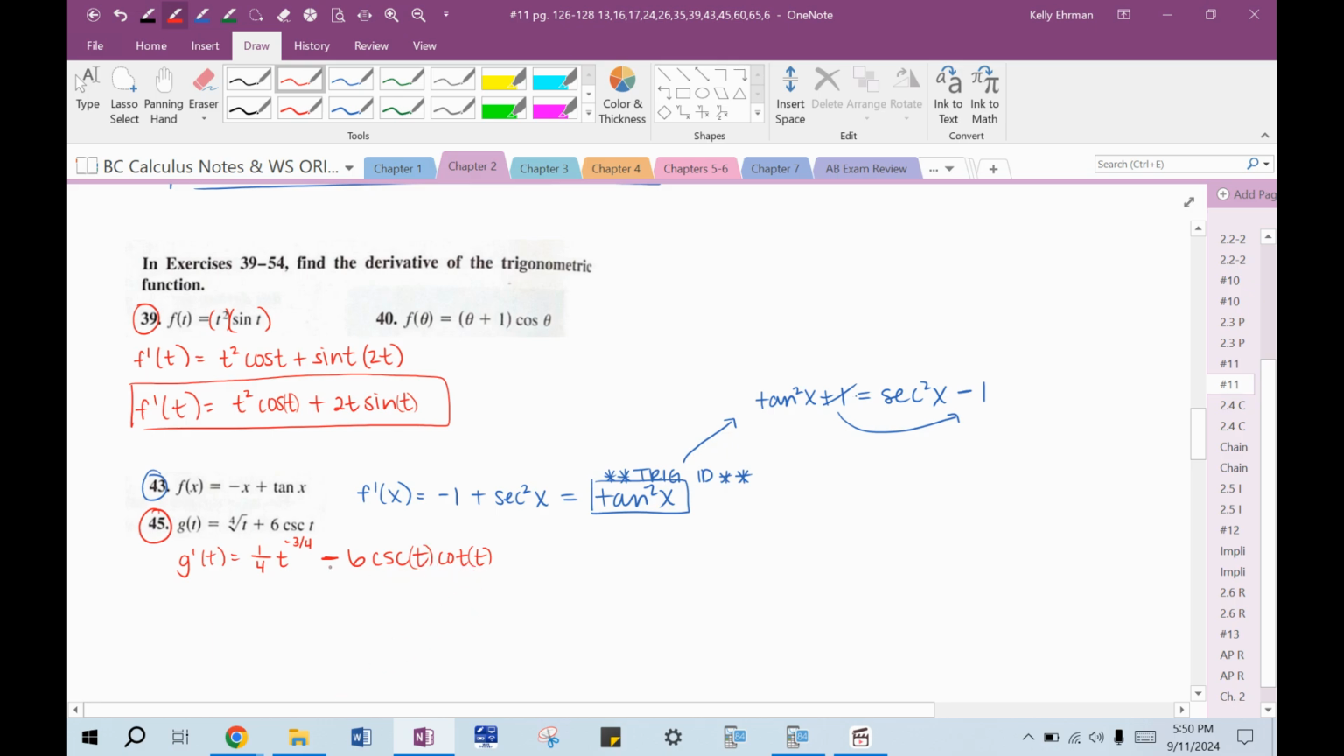And then the only thing to simplify this really is getting rid of the negative exponent. But cosecant times cotangent, nothing cancels. That's 1 over sine times cosine over sine. If anything canceled with those, I would simplify that, but otherwise I'm just going to leave this. Oops, cosecant t cotangent t. All right, so that's the answer for that g prime.